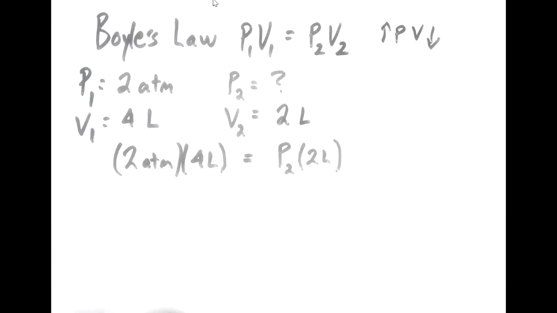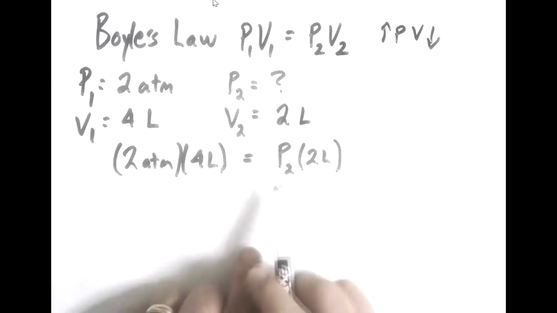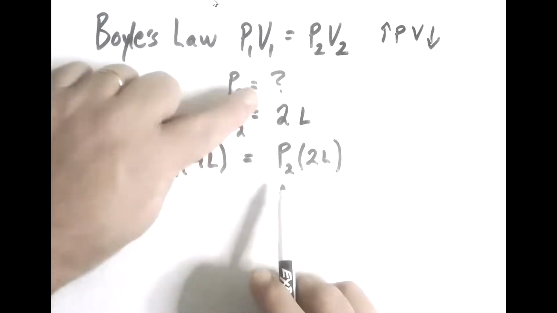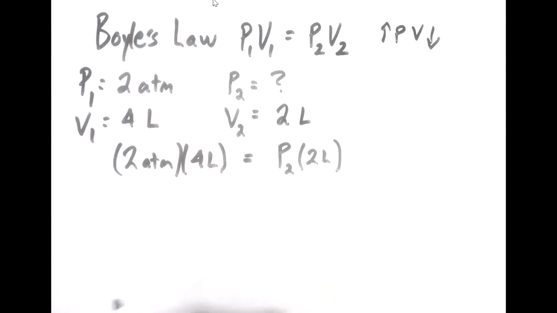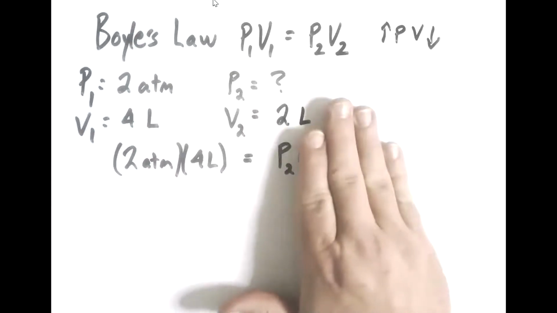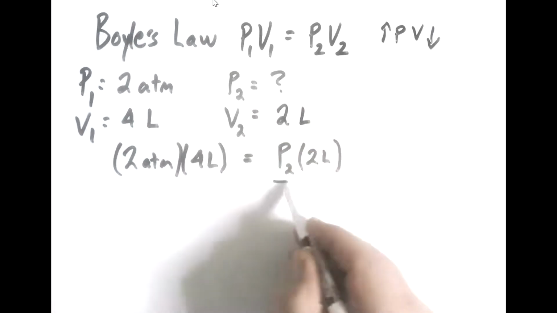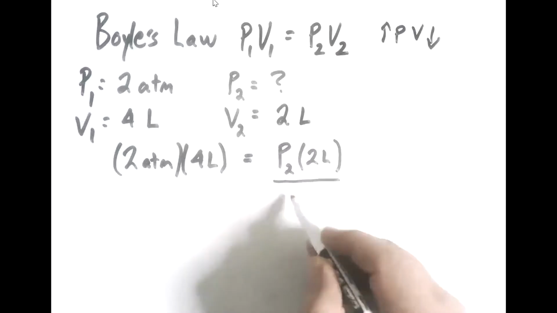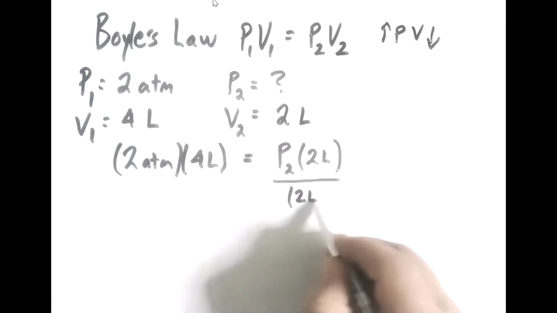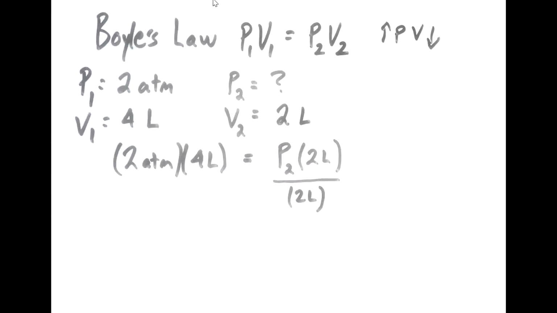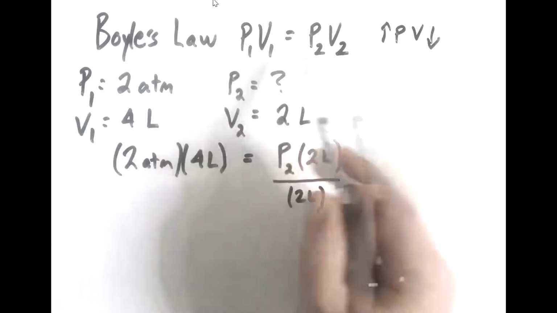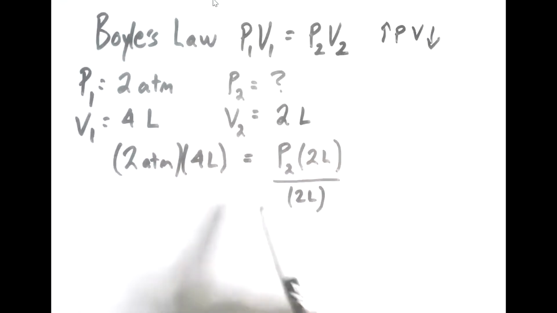So now I have an equation I can solve, and what I want to solve for, of course, is P2. That's my unknown, so I want to get rid of that 2 liters. How do I get rid of it? I divide this side of the equation by 2 liters. That'll do it, because anything divided by itself is just 1. However, ladies and gentlemen, this is an equation. It must be equal, so whatever I do to one side, I must do to the other.